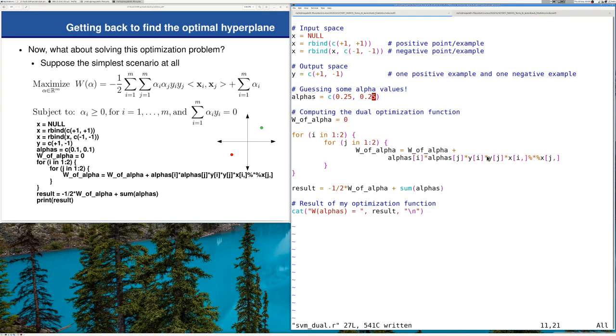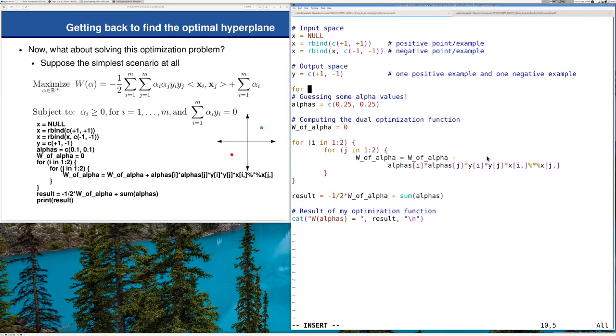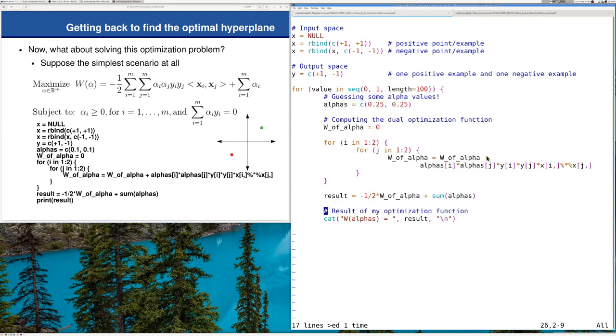You know what's nice? We could try different values for alpha. What if we come up with something like this? Let's call this value, and value will be a sequence. Of course, my alphas have to be greater than or equal to 0, so I will start with 0, no problem, and go up to 1. I will create a sequence with 100 values here, and for each value I will perform this very same operation. You know what's interesting? I'm going to do something like this.